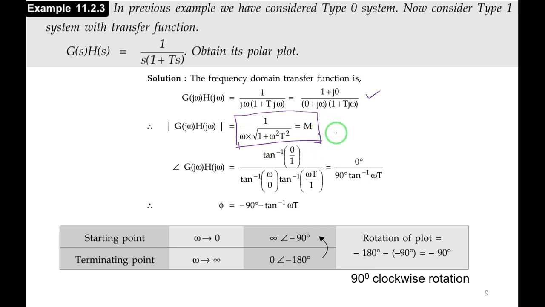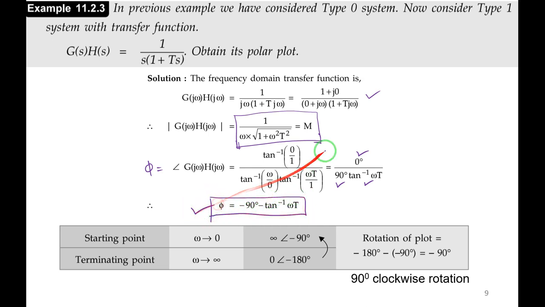The calculation of magnitude and phase is the same for all the problems of polar plot. First replace s by j omega and write down the open loop transfer function. Then get the magnitude, then the phase. Phase angle phi is equal to the angle of G(j omega)H(j omega). Angle of the numerator 1 plus j0 is 0 degree. Then angle of 0 plus j omega is 90 degree. Angle of this term is tan inverse of imaginary by real part, so tan inverse of omega T by 1. Taking it to the numerator, the phase angle phi is minus 90 degree minus tan inverse of omega T. So this is the phase.